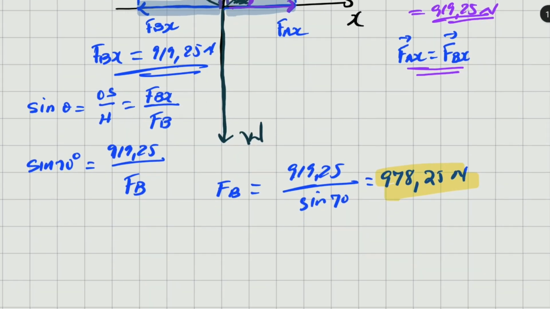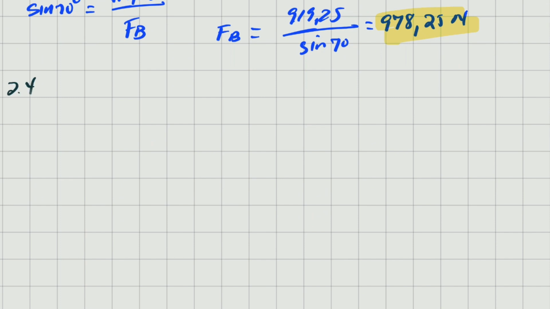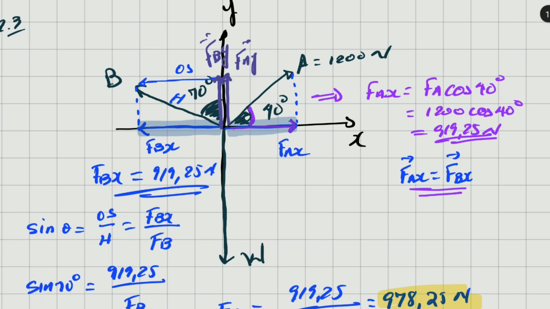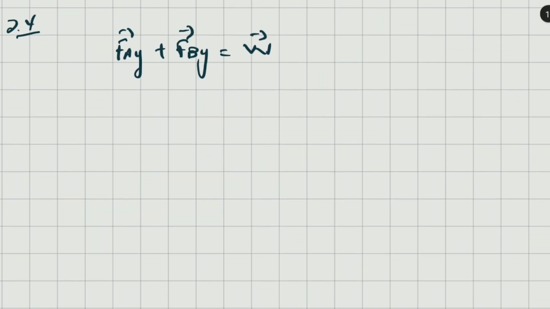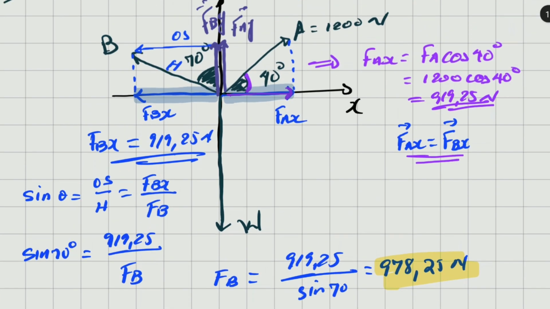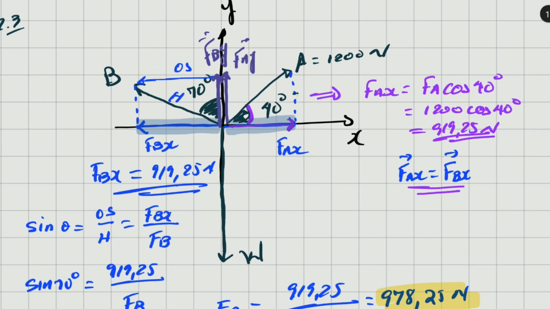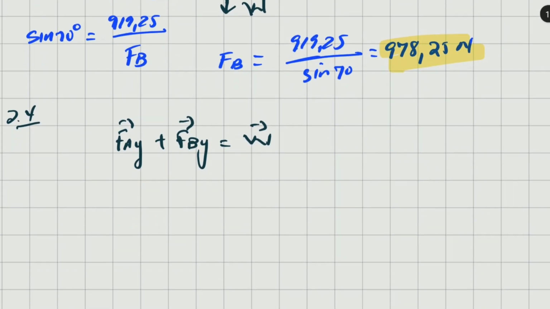So we have to know then, question 2.4, that the addition of FA in Y plus FB in Y will be equal to W. Everything on the top must be equal to everything at the bottom, because the system is at equilibrium. And then, guys, we have all the data here. So FA in Y, in this case here, will be opposite. Note there, this will be the FA in Y, this one here, and its opposite side. So FA in Y is equal to FA, because it's opposite, sin theta plus FB in Y.